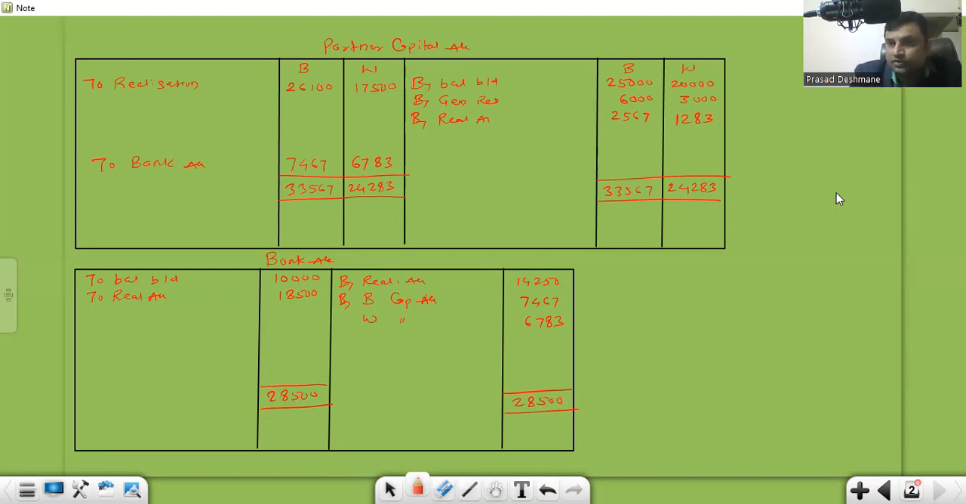This is the process of dissolution. All the assets and all the liabilities we paid and we closed the accounts. And eventually, at the end, your bank account has to balance. If it is balanced, it means everything is correct. If it is not balancing, it means something is wrong. We need to check it. Okay. I hope everyone understood. Thank you.